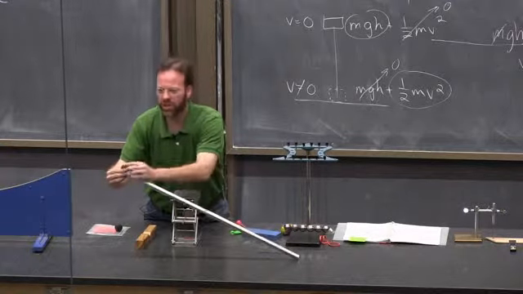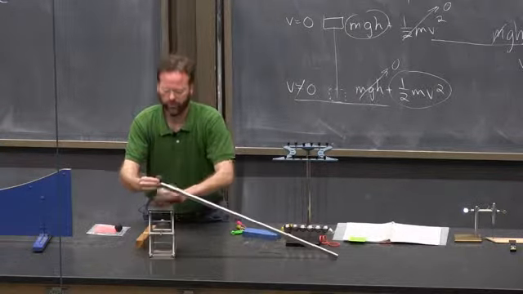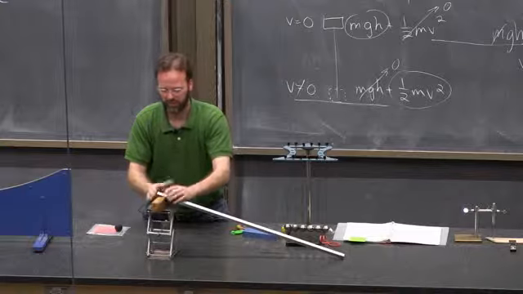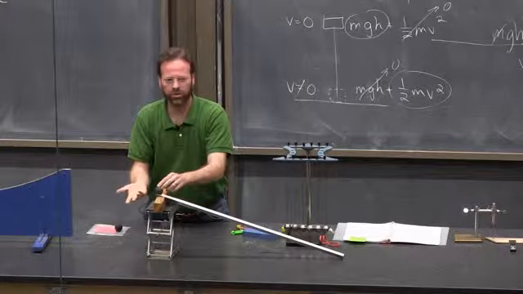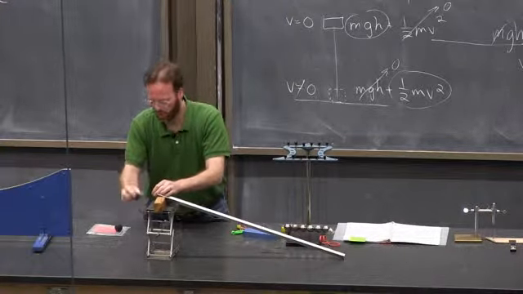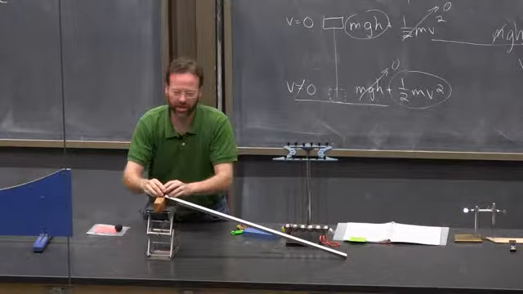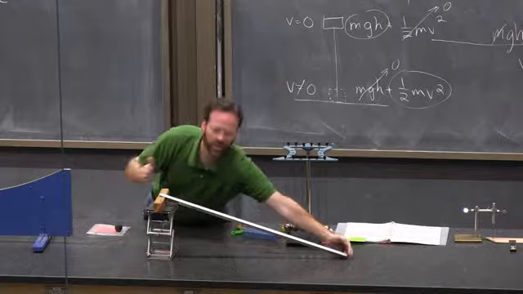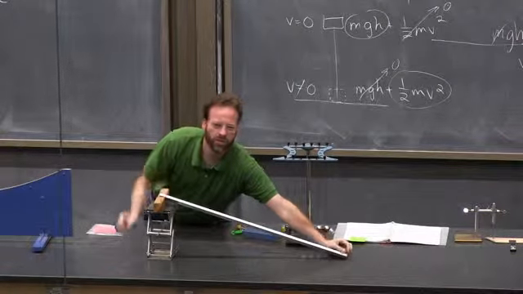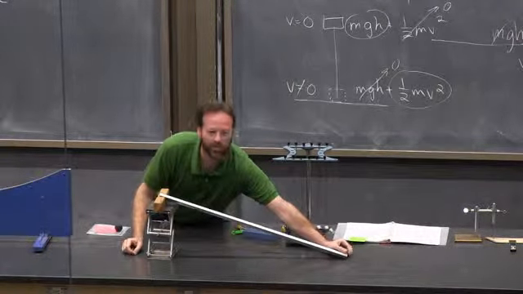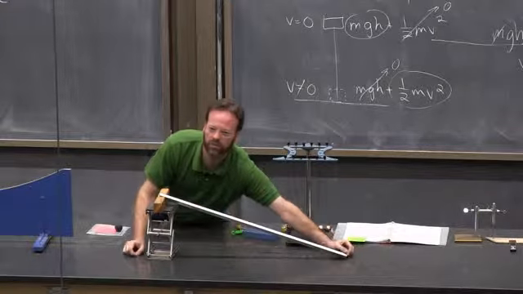Because it started with the same amount of energy. If it starts here, it has so much energy. It can fall straight and take a shorter distance, or it can roll down the incline and take a longer distance. But it'll still end up with the same speed, the same kinetic energy, right before it hits the ground.